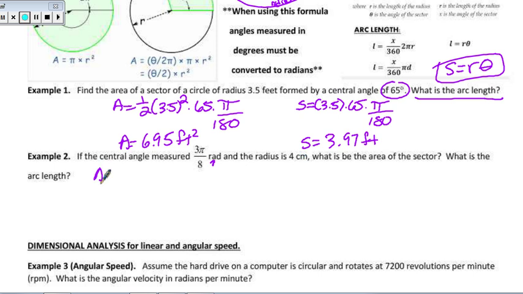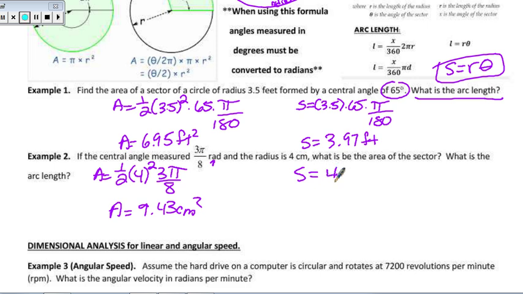So again, area is 1/2 the radius squared, so 4 squared. Since this is already in radians, we don't have to worry about any conversion factors. Calculator work, we get the area to be about 9.43 centimeters squared. Then to find the arc length, that is the radius of 4 times the angle in radians, which it already is. And when I multiply all that out, I find that to be about 4.71 centimeters.